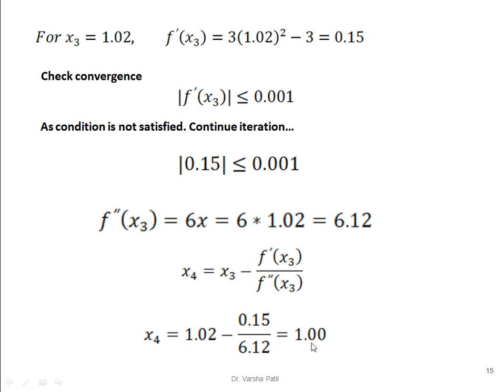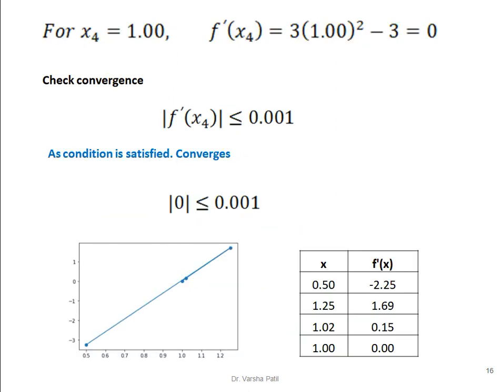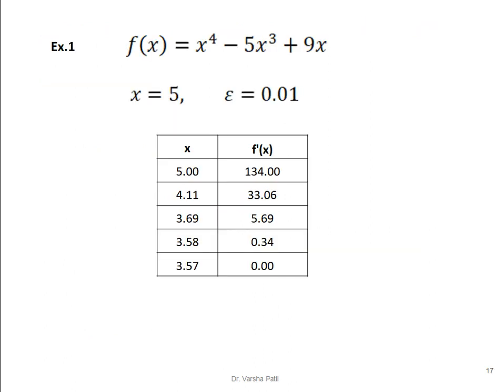Now we check the first order derivative at x4, and we are getting 0. After that we check the convergence criteria, and here the convergence criteria gets satisfied, and thus we get the minimized value for this particular function. Here this is the f dash x value and this is the x value. So in this way we are moving from 0.5 to 1.00, and here we are getting the derivative. When our derivative is 0, it means we are getting the minimized value or minimization point.